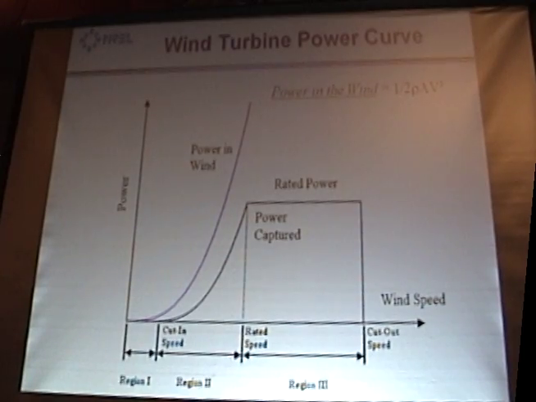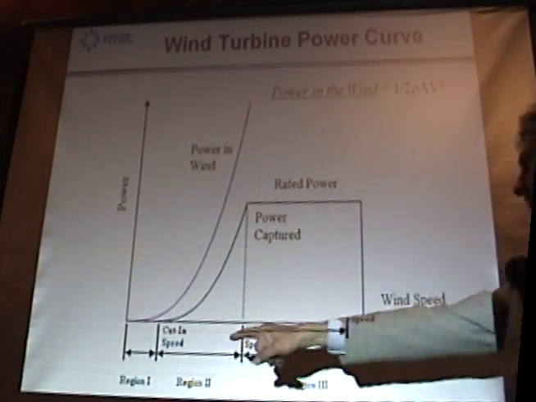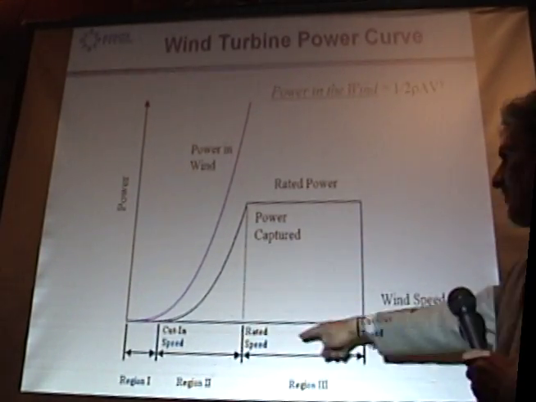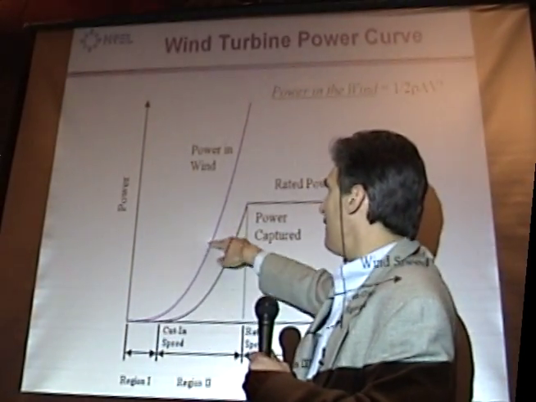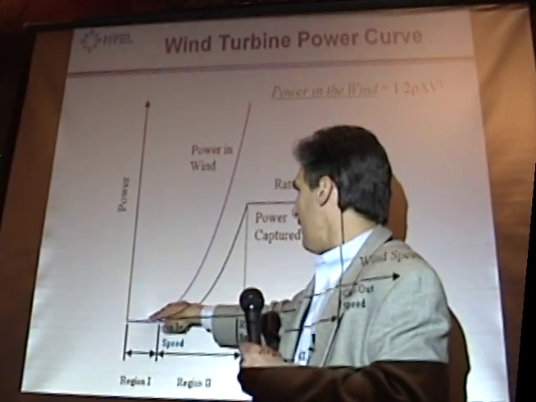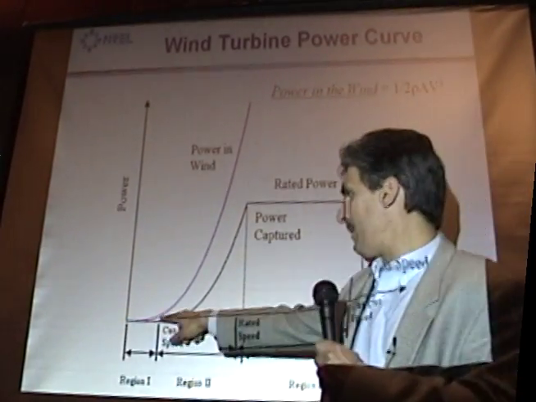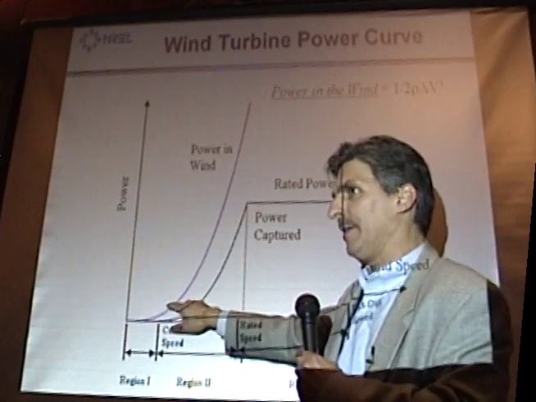So when you talk about a power curve for a wind turbine, it looks like this. This is the power that it makes versus the wind speed along this axis. So this is the cubic. This is the energy that's actually available in the wind right here. It's the cubic relationship. A wind turbine can't make that. It has to leave some behind.